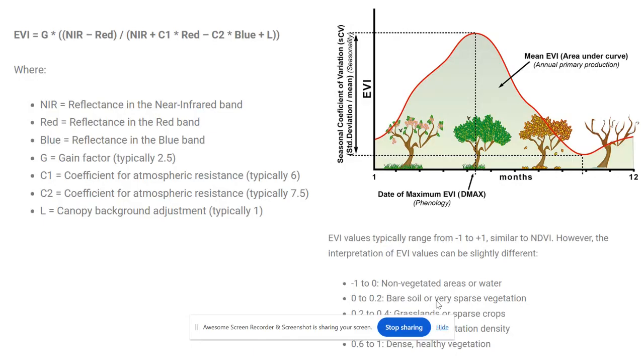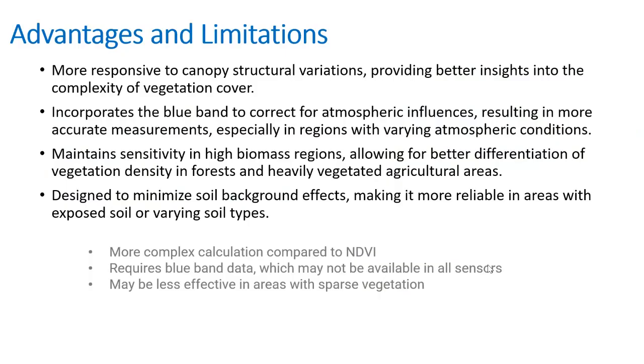If you want to classify it, less than 0 indicates a non-vegetated area or water, and from 0 to 0.2 is bare soil or very sparse vegetation. From 0.2 until 0.4 you can indicate it as grassland or sparse crop, from 0.4 until 0.6 is moderate vegetation, and 0.6 until 1 indicates dense or healthy vegetation.